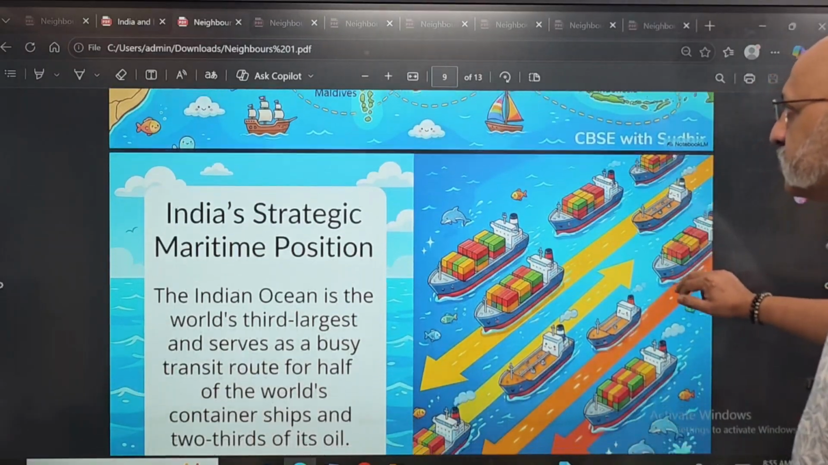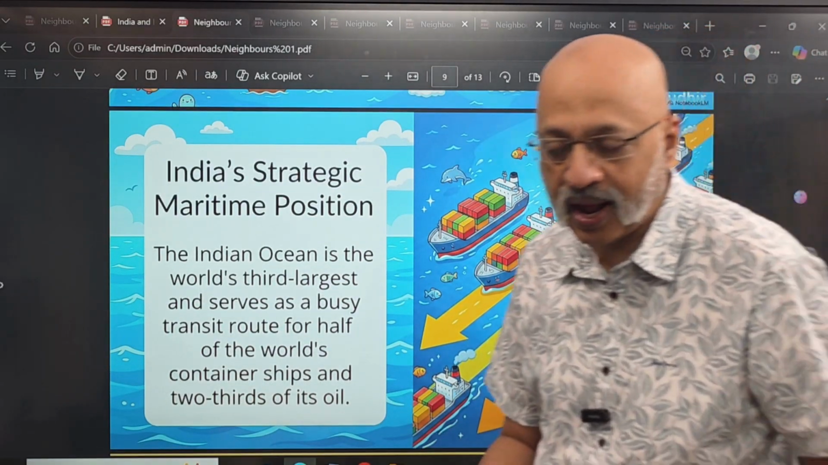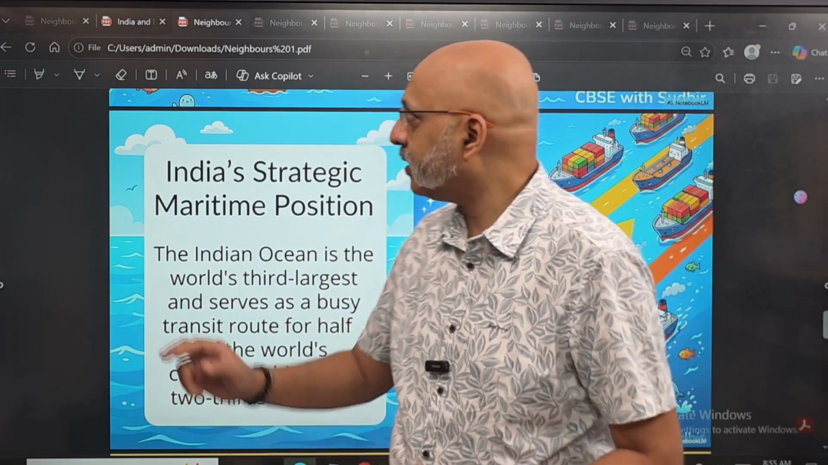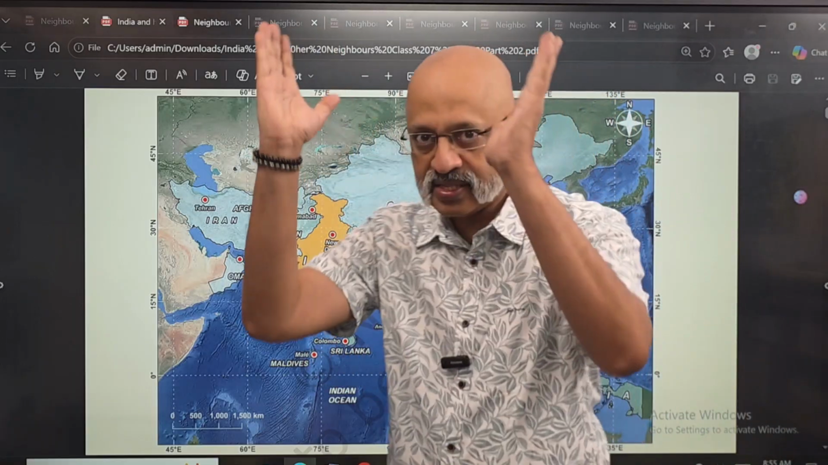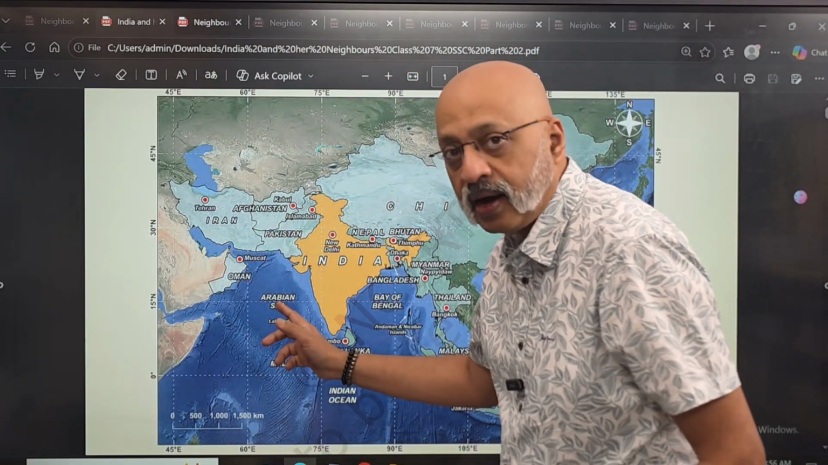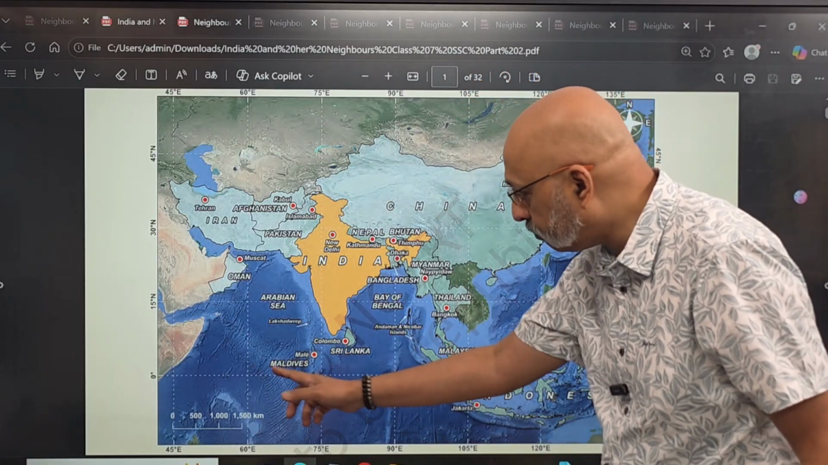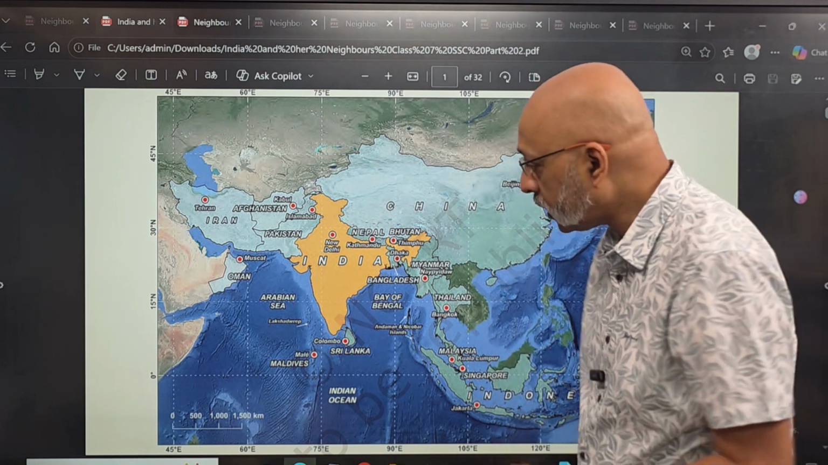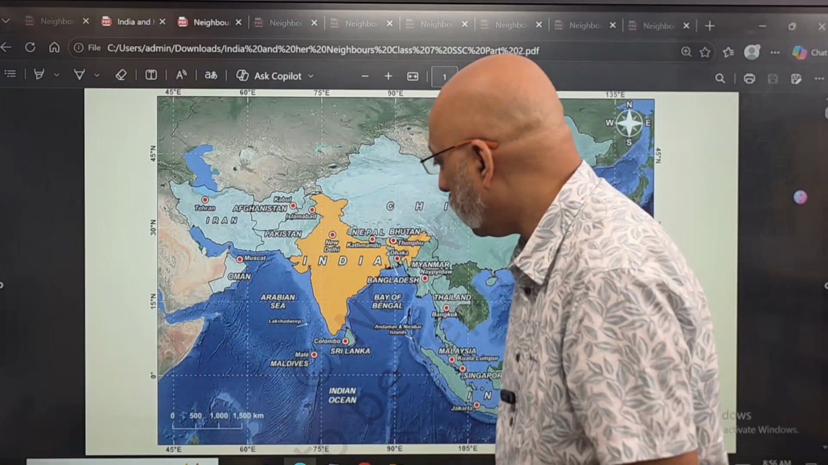Then, India's strategic maritime position. Now, the Indian Ocean that we have. See, when you look at the peninsula out here, like this, this is known as the peninsula. It is in this shape, the southern part of India, right? So you have the Arabian Sea out here, you have the Bay of Bengal out here, and below is the Indian Ocean, right? So Sri Lanka and Maldives are both in the Indian Ocean.